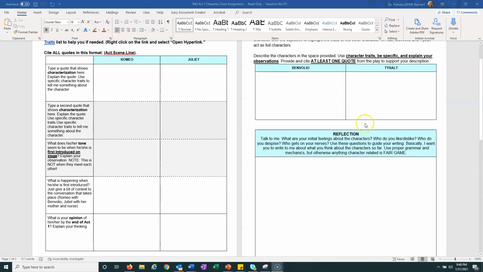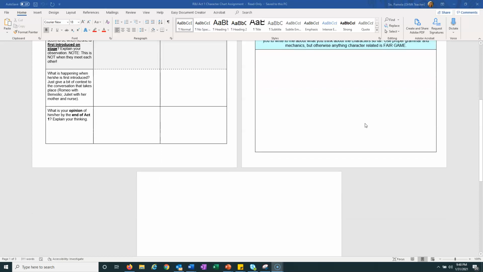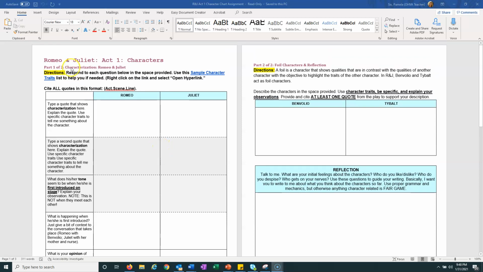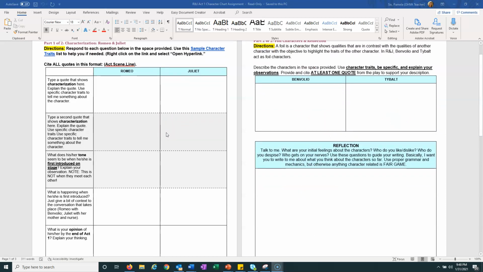This is a brief instructional video on the character chart. For this chart, there are three sections. What's really important to remember is that all three sections need to be filled out, right? This is part one and this is part two, but there are two parts of part two, okay? In part one, we're talking about Romeo and Juliet. They're the only two characters we're going to discuss. There are some questions here on the side.